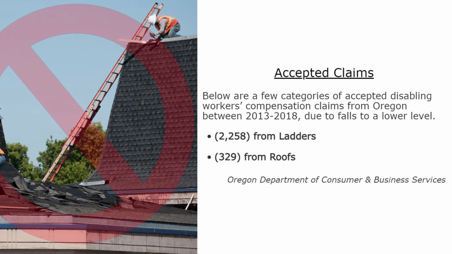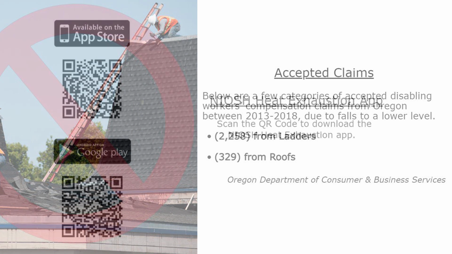Accepted claims. Below are a few categories of accepted disabling workers' compensation claims from Oregon between 2013 to 2018 due to falls to a lower level. 2,258 from ladders, 329 from roofs. Oregon Department of Consumer and Business Services.